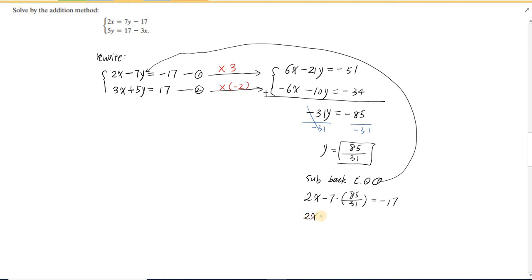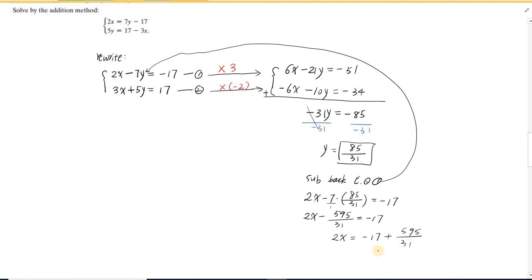We're going to have 2x minus, okay, and then you use 7 times 85, you're going to have 595 over 31, because I can just write this as 7 over 1, you multiply. Okay, then you're going to have negative 17. So then we're going to have 2x equal to negative 17 plus, because we're moving this to the other side, okay, that's the whole thing.